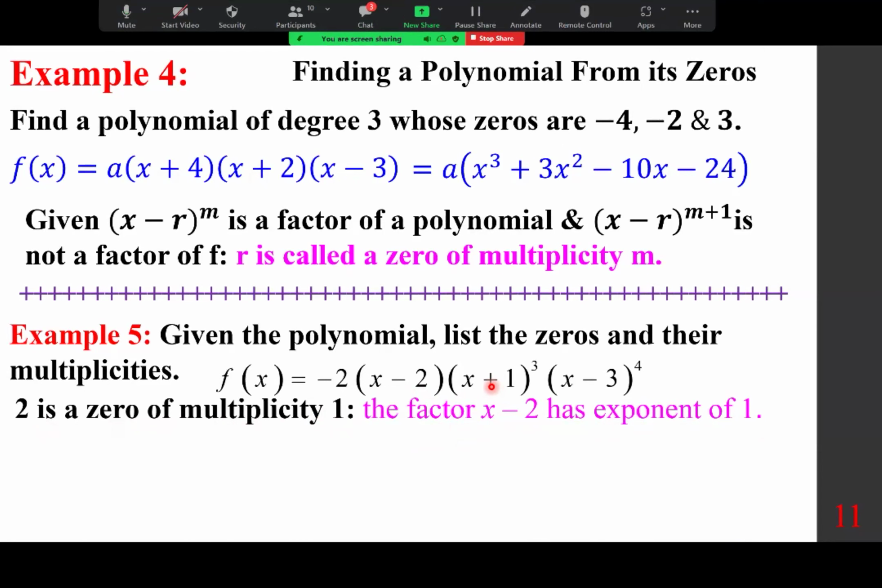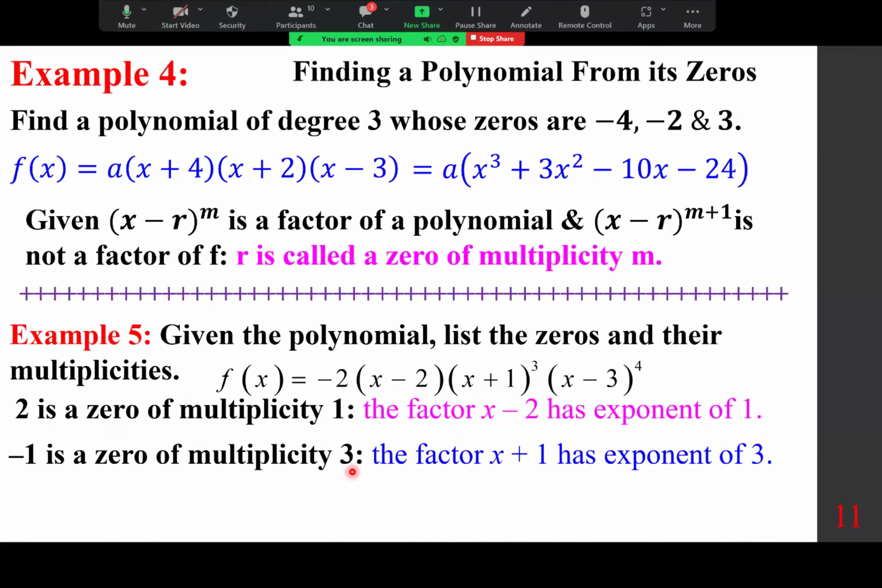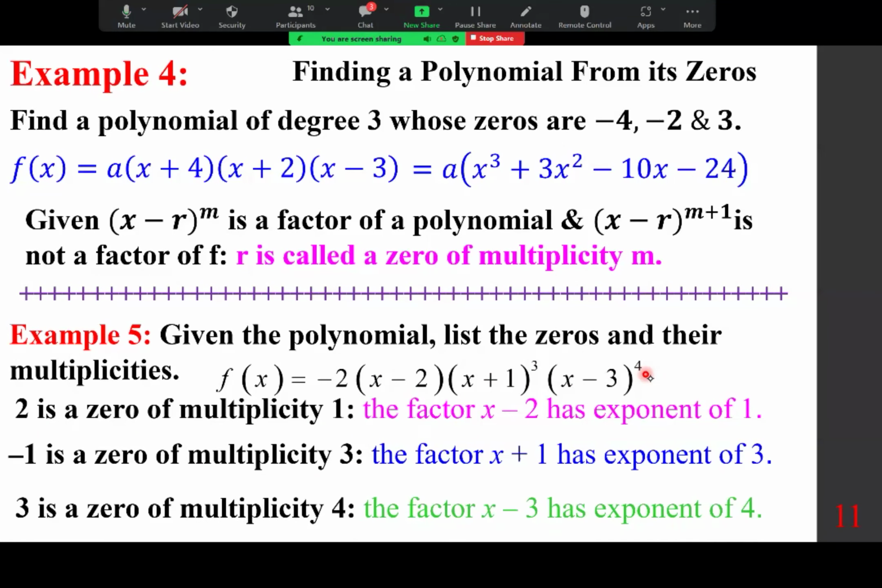This one, if you set this equal to 0, x equals negative 1. What is the multiplicity? 3. Negative 1 is a 0 of multiplicity 3. The factor x plus 1 has exponent of 3. Finally, this one, you set this equal to 0, x becomes 3. And 3 has a multiplicity of 4. 3 is a 0 of multiplicity 4. The factor x minus 3 has exponent of 4.